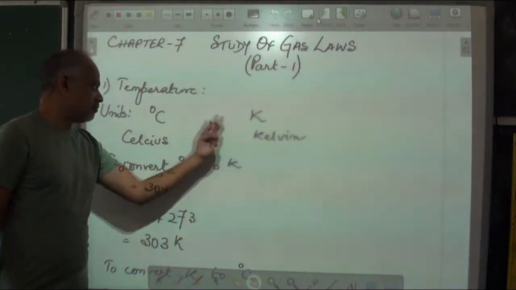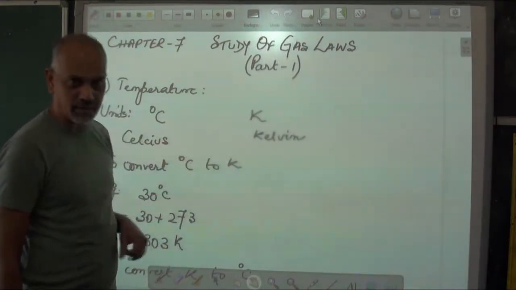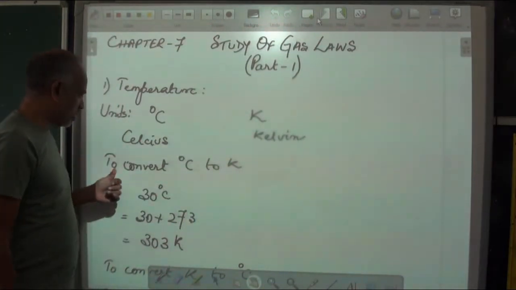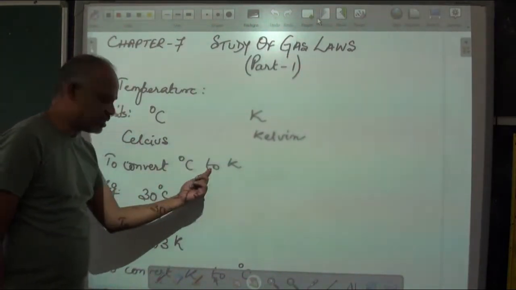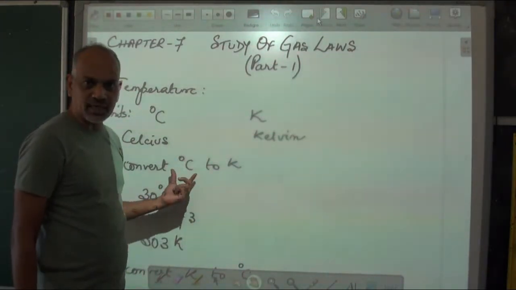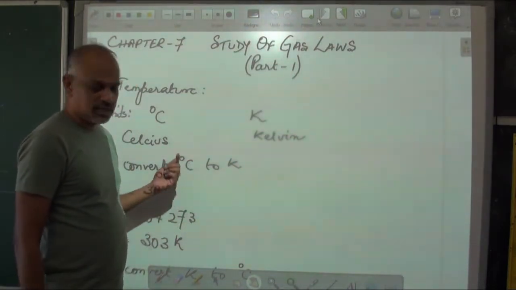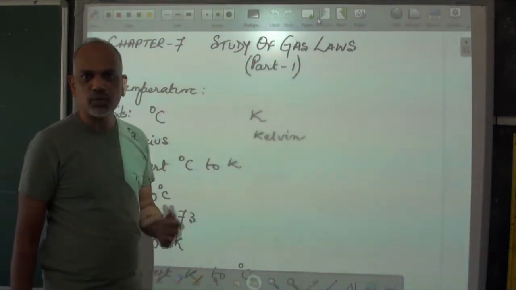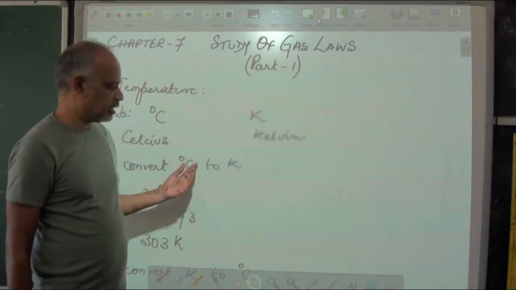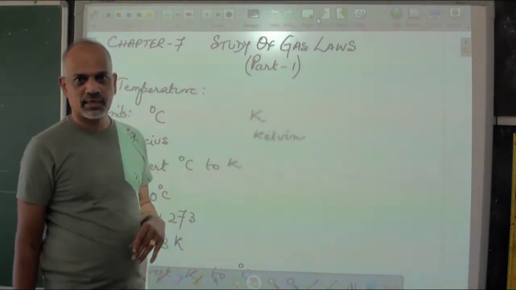So, if the temperature is given in degrees Celsius and you have to change it to Kelvin, to convert degrees Celsius to Kelvin, all that you have to do is, however much value is given in Celsius, add 273 more to it. That will give you the value in Kelvin.